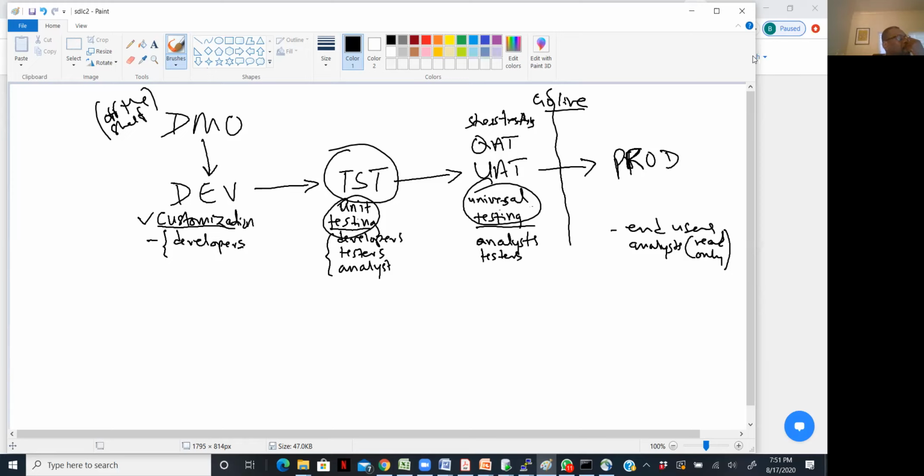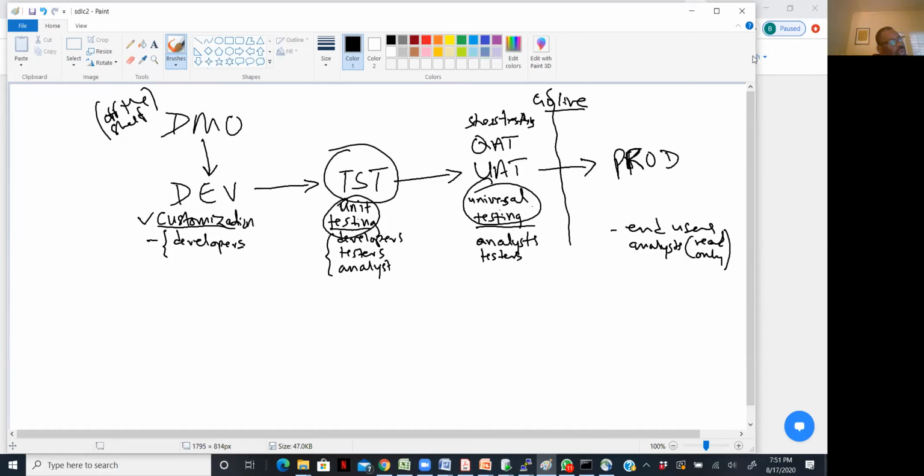What kind of users are in the development environment? Developers. Okay. What kind of users do you have in the test environment? Developers, analysts, testers. You have the developers, the testers, and the analysts. And what kind of users do you have in the UAT or QAT? Analyst and tester.